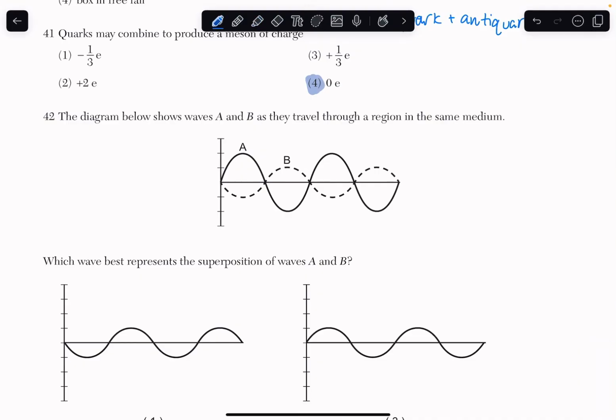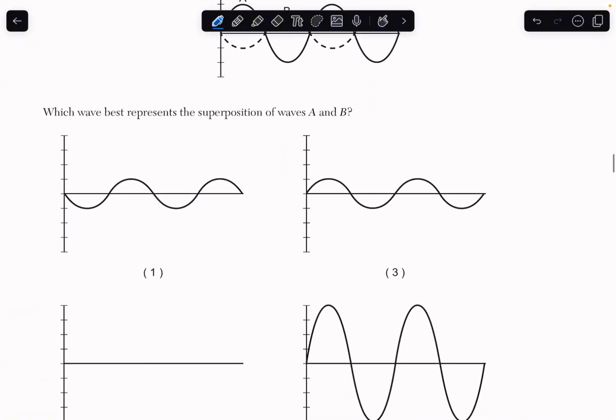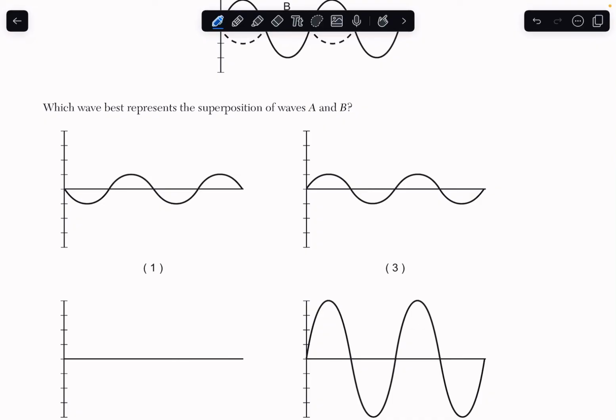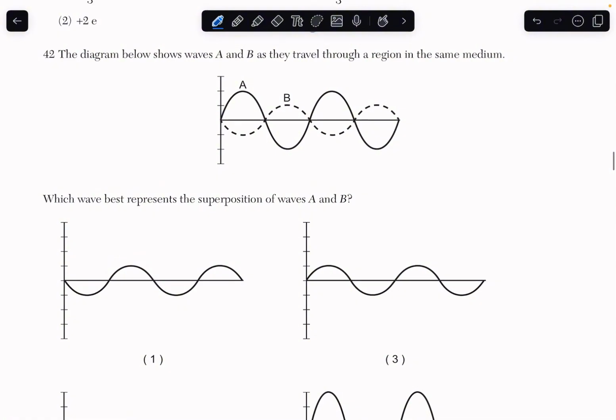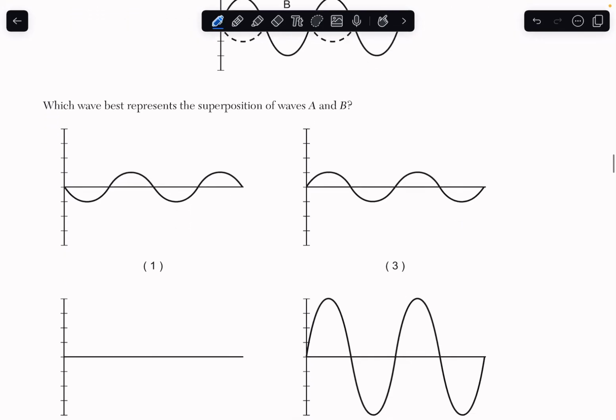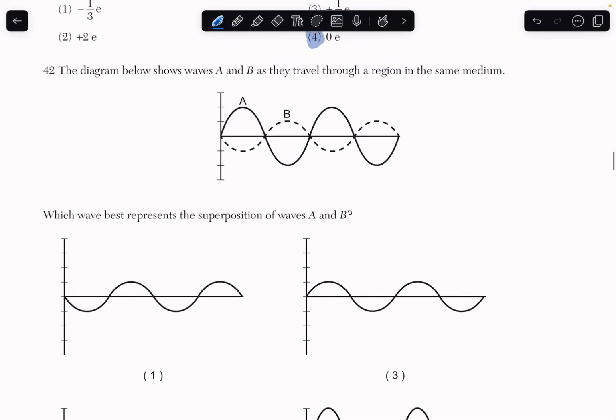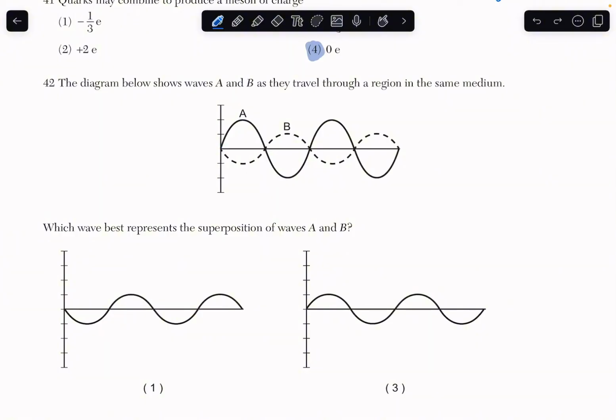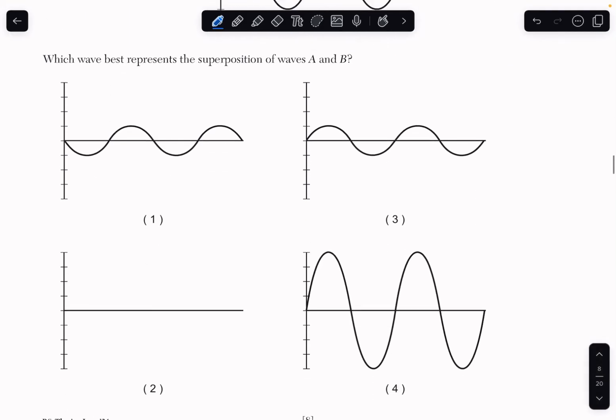42. The diagram below shows waves A and B as they travel through a region in the same medium. Which wave best represents the superposition of waves A and B? So, the superposition of a wave is basically just the two waves added together. Since the positions of A and B are basically flipped, or 180 degrees out of phase, the result is going to be a smaller wave because they subtract from each other. We just have to figure out which one of these options looks most like the result of this. A is bigger than B here, so it should end up looking something like this, and you just continue like that. So we're looking for a pattern that looks like that, and that is choice 3.